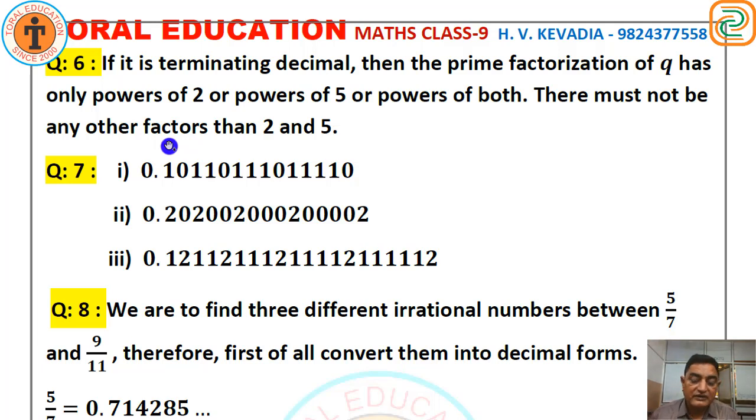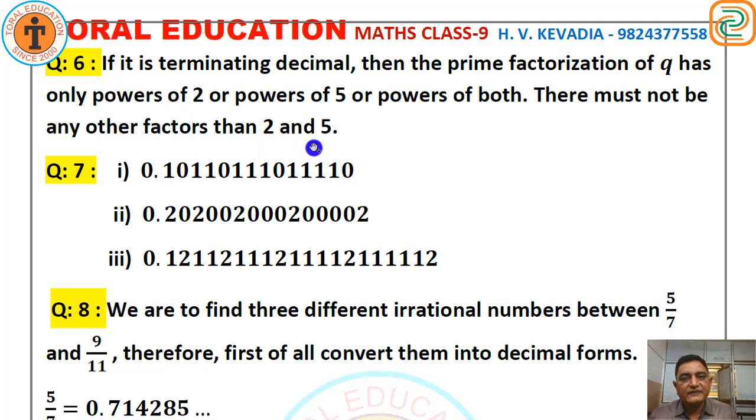If the number is a terminating decimal, then the prime factorization of q has only powers of 2, that means 2 raised to 1, 2 raised to 2, 2 raised to 3, whatever. Or the powers of 5, 5 raised to 1, 5 raised to 2, 5 raised to 3, whatever. Or the powers of both, 2 raised to something multiplied by 5 raised to something. There must not be any other factors than 2 and 5.